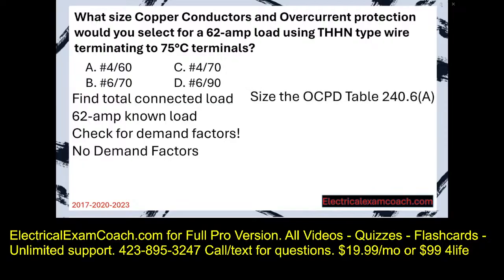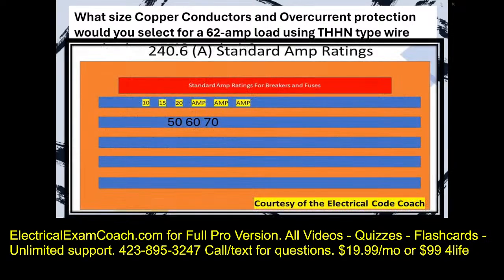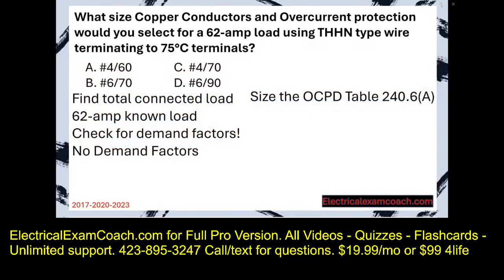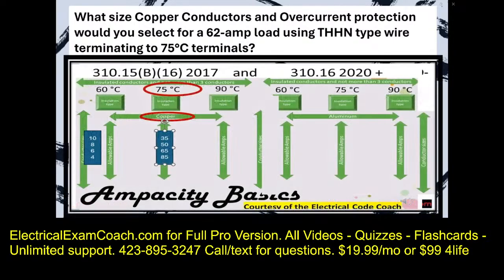Now, we go ahead and size our overcurrent protective device. We head to our table with a 62 amp known load, and we're going to choose the next size up, which puts it on a 70. Now, we can size our wire. For that, we're going to head to our primary ampacity table.